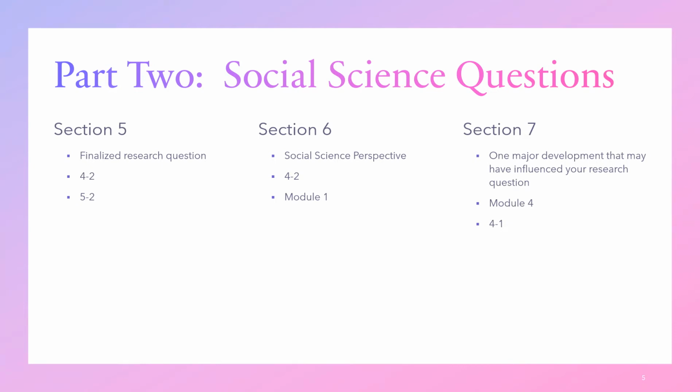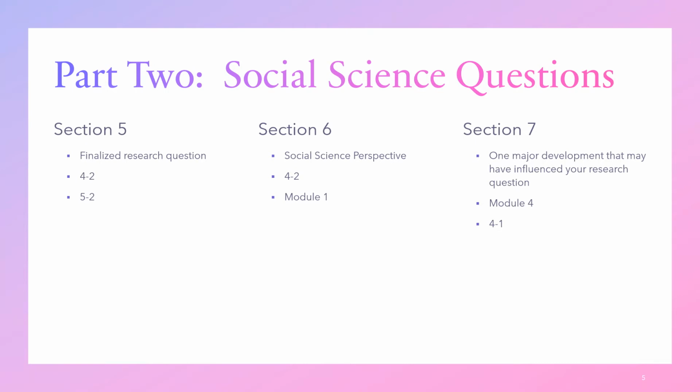The numbering here picks up where part 1 left off, so the first section in part 2 is 5. In section 5, you are going to be providing a finalized social science research question. You worked on building your question in the 4-2 assignment, and you finalized it in the 5-2 assignment. All you need to do in this section is provide your revised question. If you were told that your question was good and that you could continue to work with it, you can simply copy that question here. If you were asked to make revisions, this should be a revised question. If you're still struggling with creating a question, please reach out to me so I can help you with this.